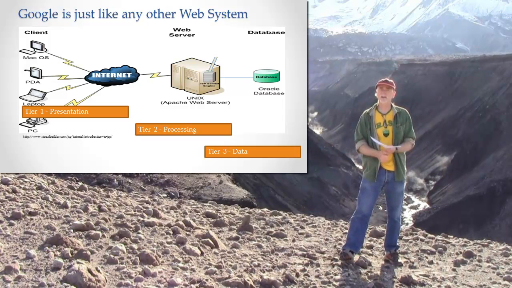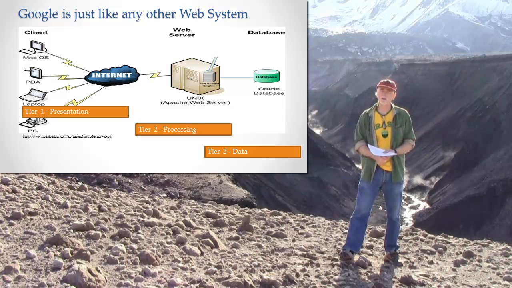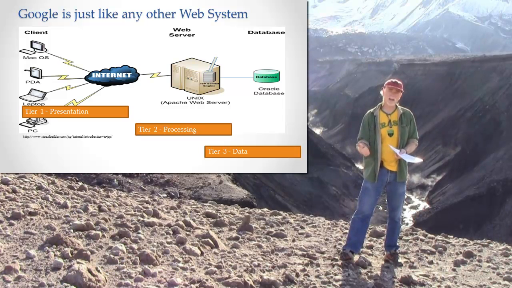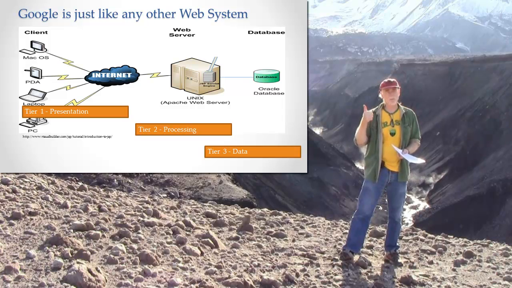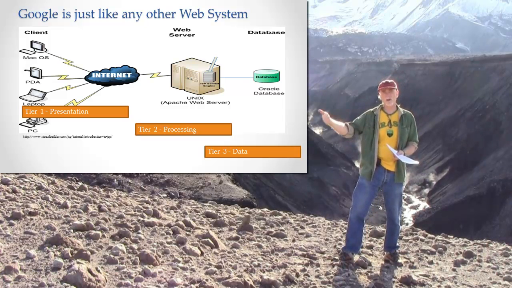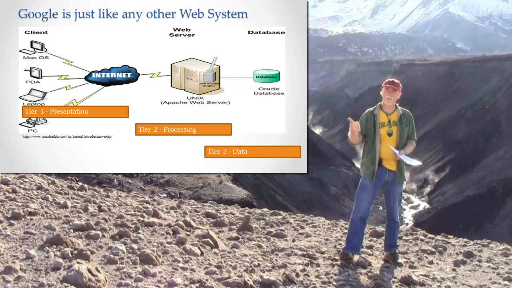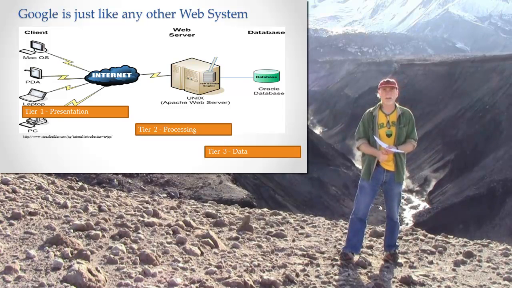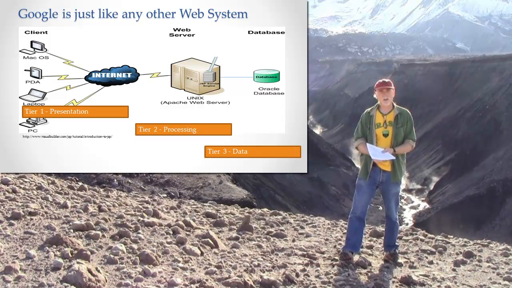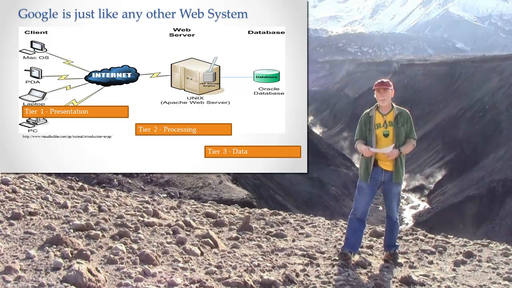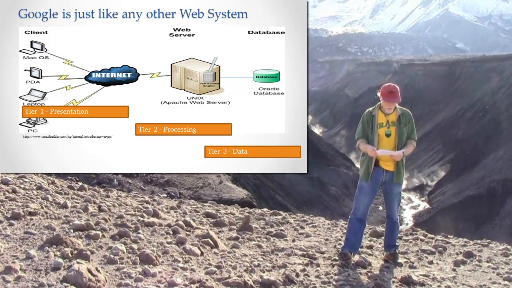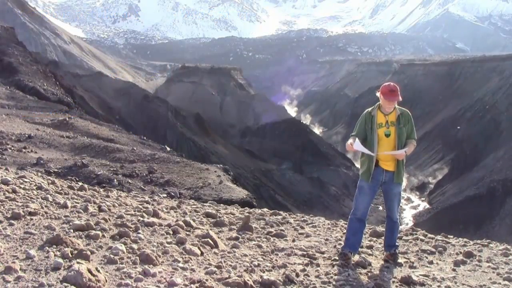It has its own particular features, but really the fundamental architecture of Google is the same, with a presentation layer that includes what goes on in your browser, as well as the server, which is formatting pages, a processing layer that is all the logic, does all the things that Google needs to do to make its functions work, and a data layer that stores all the Google information. In fact, stores all the pages that it has indexed on the web. So Google's just like any other web system.